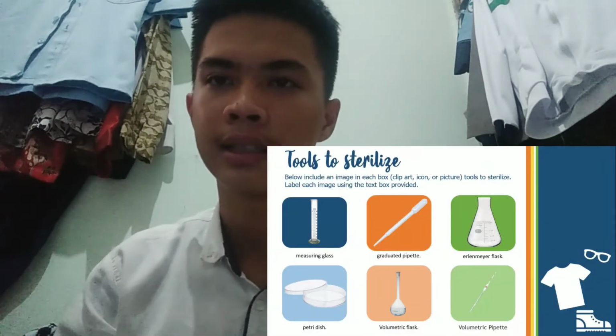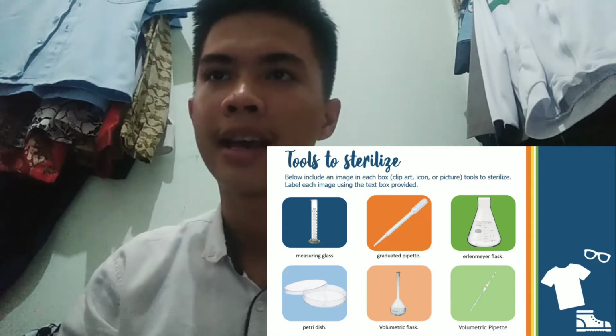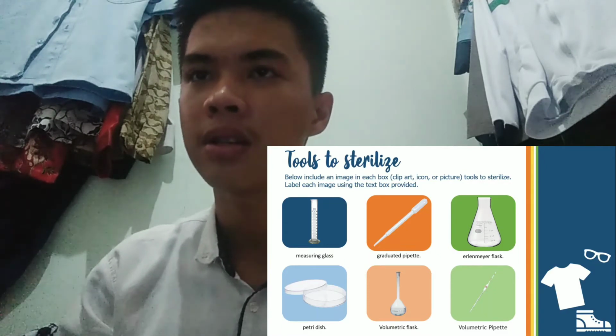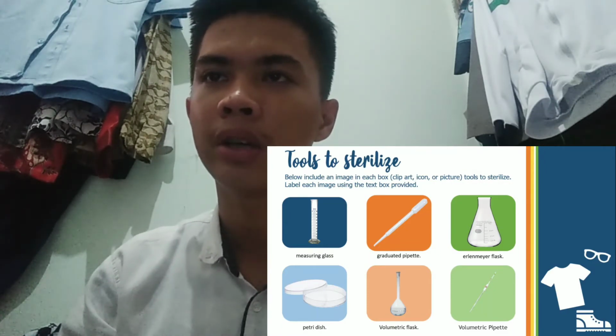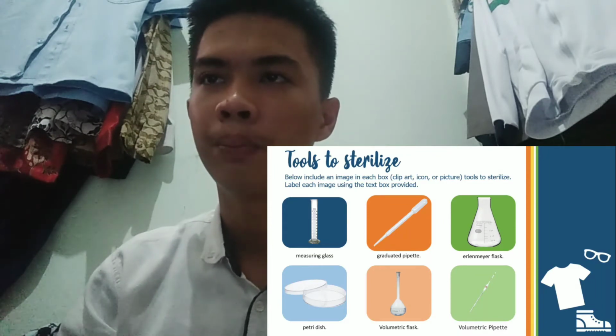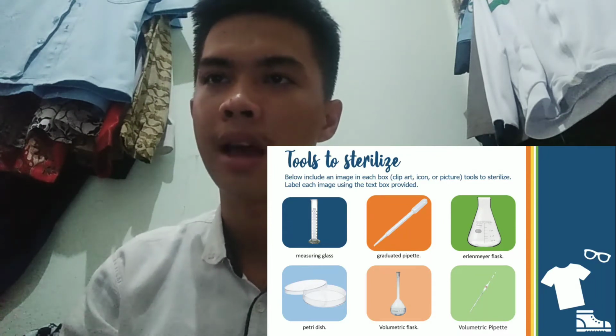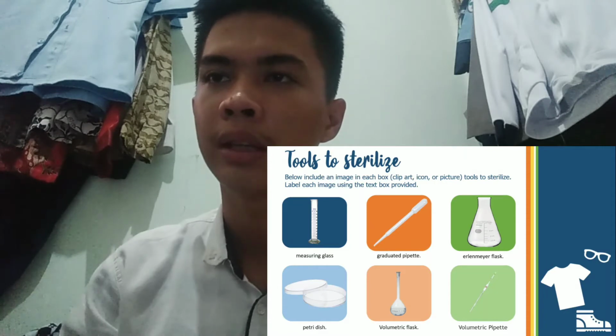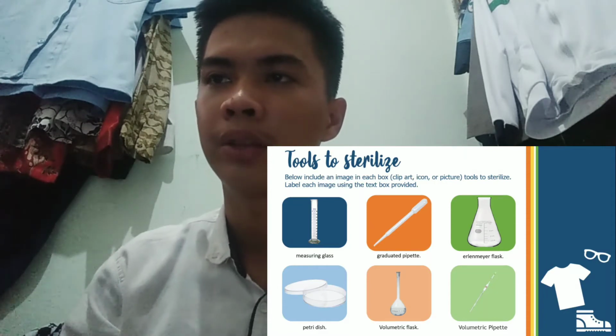Next, here are tools to sterilize. There are 6 examples that I give you. You can see them in this presentation. The first one is measuring glass, graduated pipette, Erlenmeyer flask, petri dish, volumetric flask, and volumetric pipette.